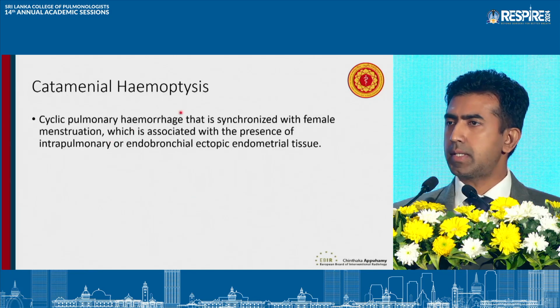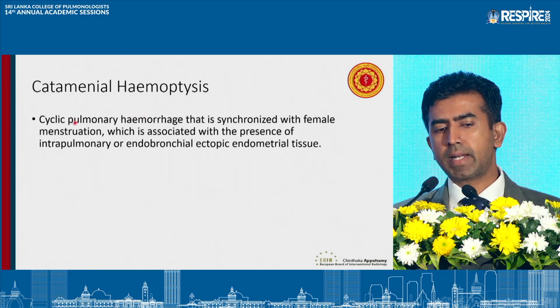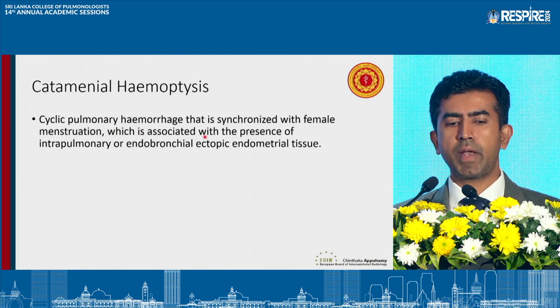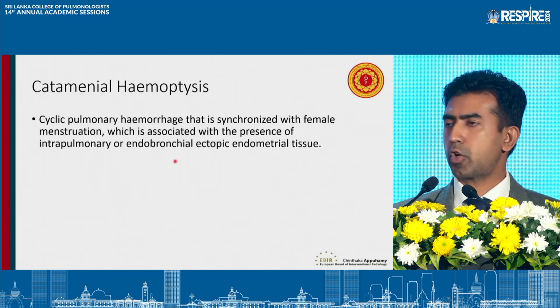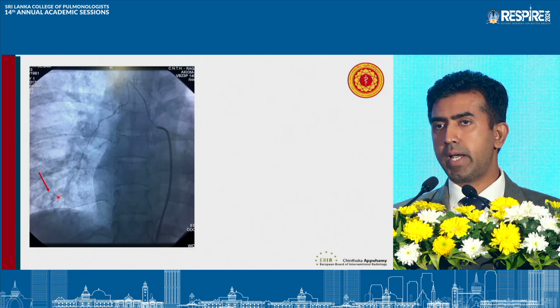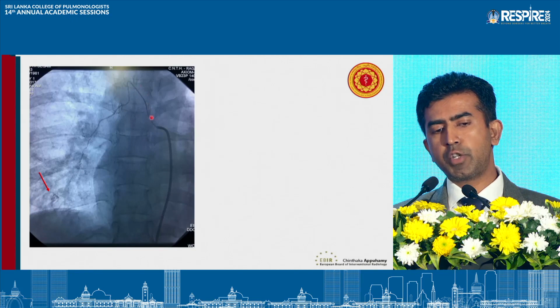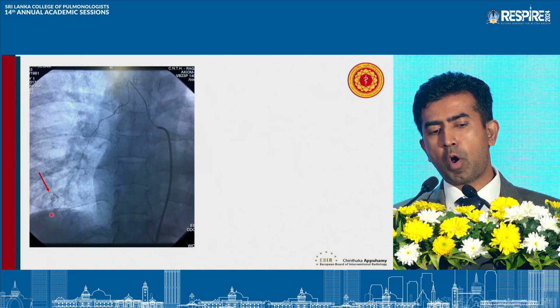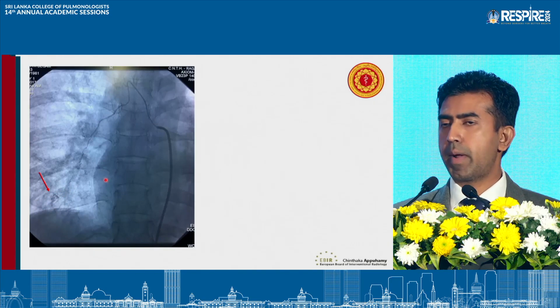Catamenial hemoptysis, I'm just showing this because this patient presented to us a couple of years back with cyclic pulmonary hemorrhage synchronized with female menstruation, which is associated with the presence of intrapulmonary or endobronchial ectopic endometrial tissue. The CT showed a patchy area in the right lower lobe, and subsequently she underwent bronchial artery angiogram. This is a selective angiogram of the common trunk, and this is the right bronchial artery leading into an abnormal vascular blush here. This was embolized, and the patient improved symptomatically.